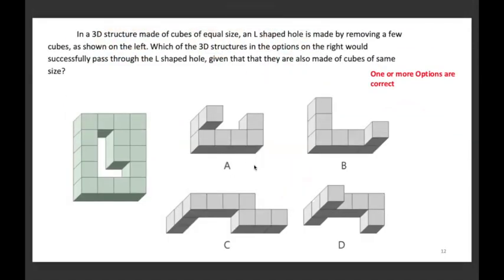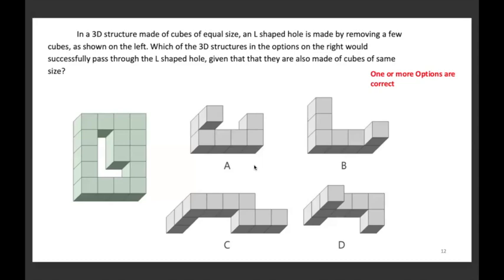In a 3D structure made of cubes of equal size, an L-shaped hole is made by removing a few cubes as shown on the left. Which of the 3D structures in the options on the right would successfully pass through the L-shaped hole, given that they are also made of cubes of the same size? Which of these 3D solids will pass through the L-shaped hole is what we have to find.